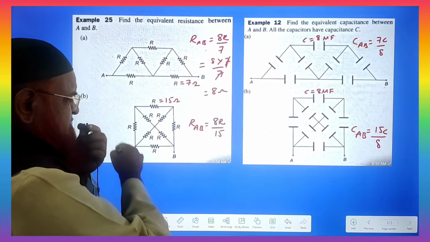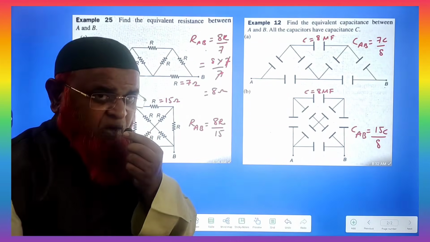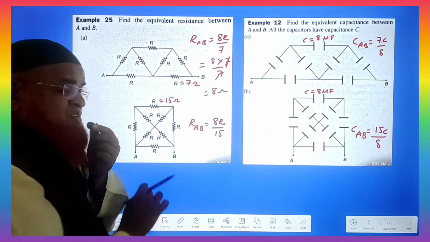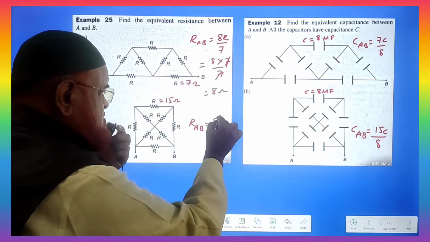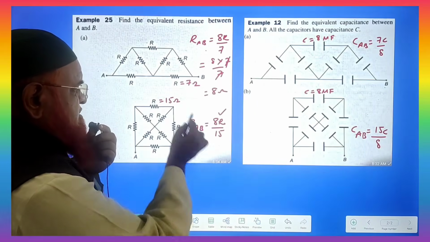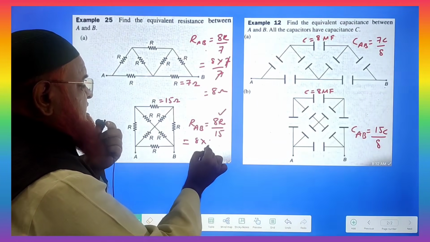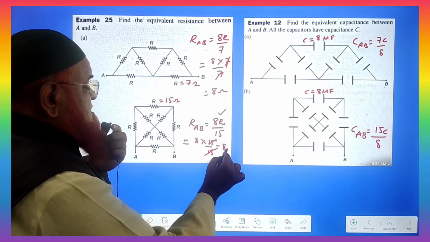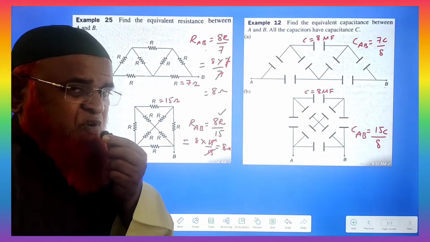For example, if the resistors are connected in the form of a square having diagonals here, and any bottom 2 edges you want to find out the resistance, your shortcut formula is 8R by 15, and you can directly apply the formula. If resistance is 15, you can write 8 into 15 by 15, 15 gets cancelled. Your answer is going to be 8 ohms. A very simple shortcut formula.